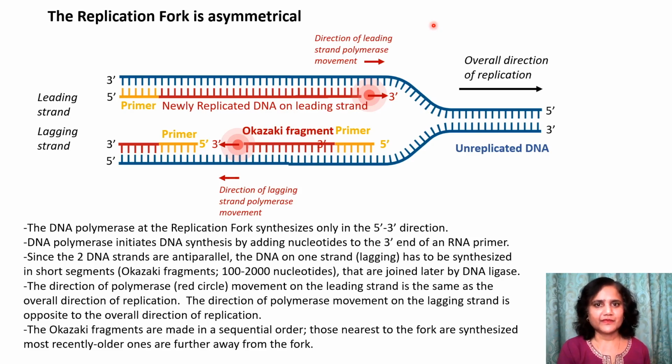That we'll be referring to a lot. The direction of polymerase movement on the leading strand is the same as the overall direction of DNA replication. The direction of polymerase movement on the lagging strand is opposite to the overall direction of DNA replication. The Okazaki fragments are made in a sequential order. Those which are nearest to the fork would be the one which has been synthesized most recently, and older ones are further away from the fork.